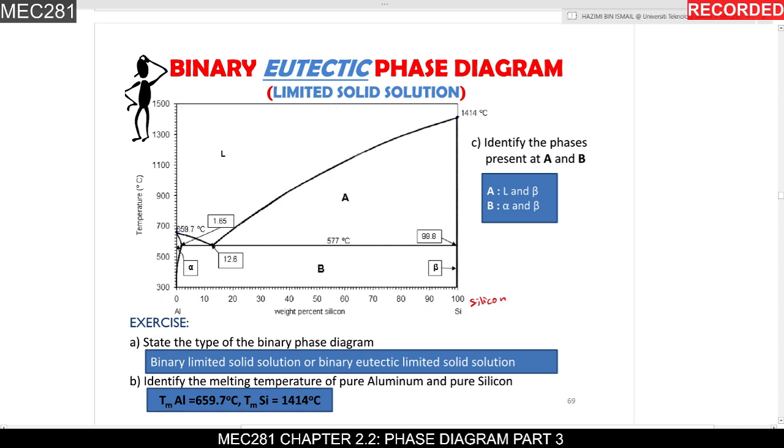State the type of the binary phase diagram. Of course, as I mentioned, because we have this region for that alpha, so this is the binary limited solid solution, or you can write the full name binary eutectic phase diagram with limited solid solutions. Okay, if we do not have this region, we have the straight line here. That one is binary eutectic phase diagram with no solid solutions. So that is the name for the diagram that we have learned in the previous video.